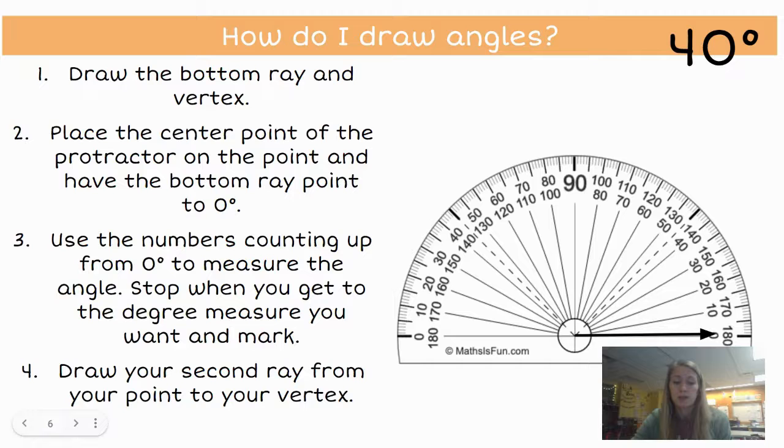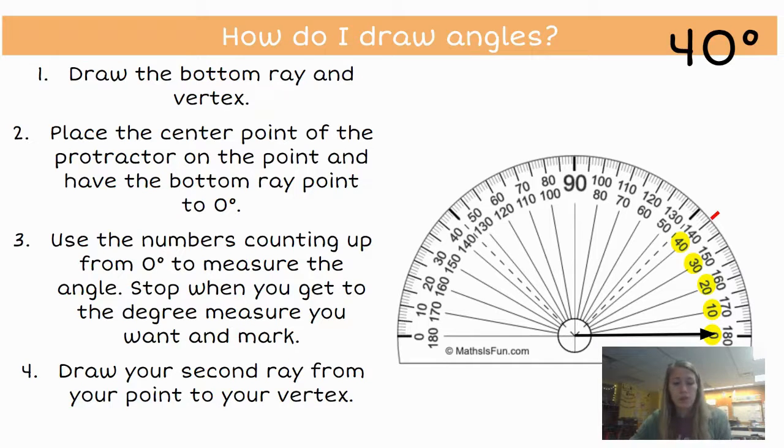We're going to stop when we get to the degree measure that we want. So we're going to count up from 0, 10, 20, 30, 40. That's the number we wanted. So I'm going to put a little dash mark on the outside of my protractor. Same if I was using one in person. I would first draw my ray, then I would count up to 40, and make a little dash on the outside.